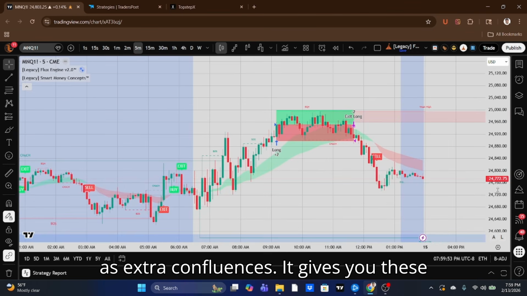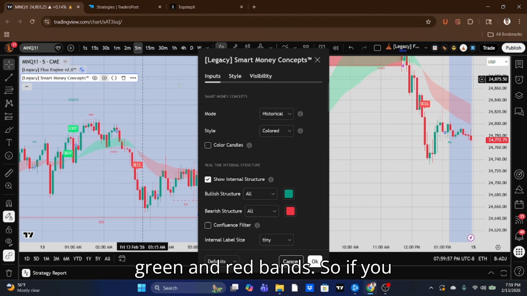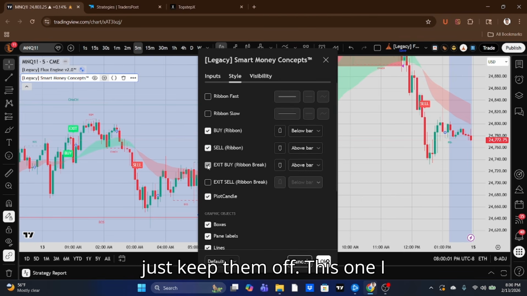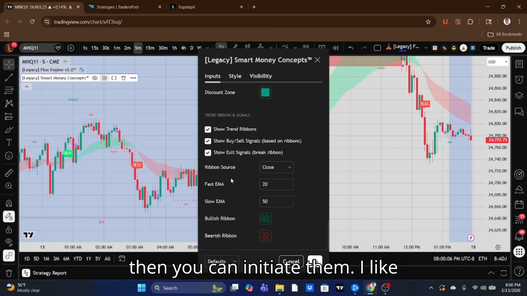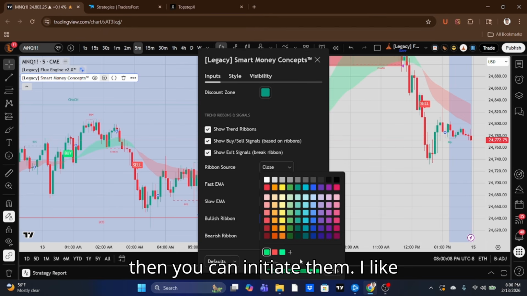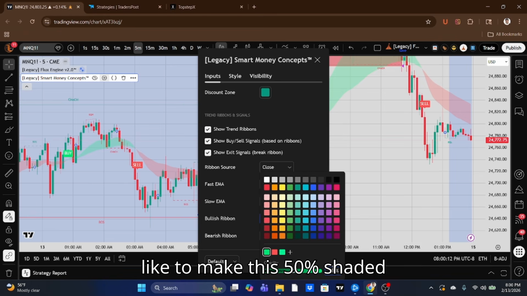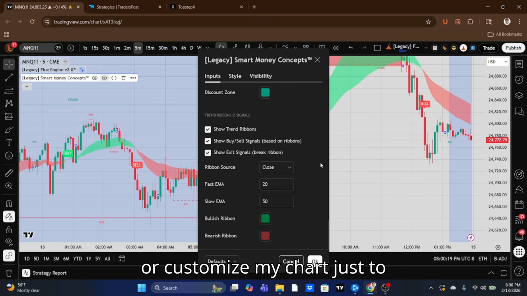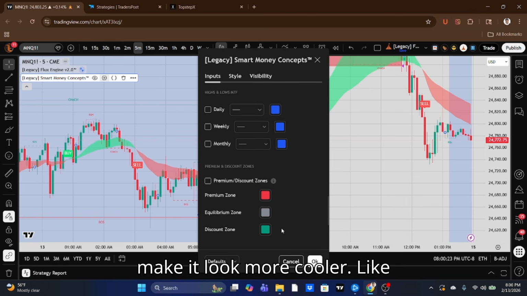So you can use this as extra confluences. It gives you these green and red bands. If you go to the Style tab, I like to just keep them off, this one. I keep the buy and sell ribbons on, and then you can initiate them. I like to make this basically 50% shaded because I like to really personalize or customize my chart just to make it look cleaner or make it look cooler.